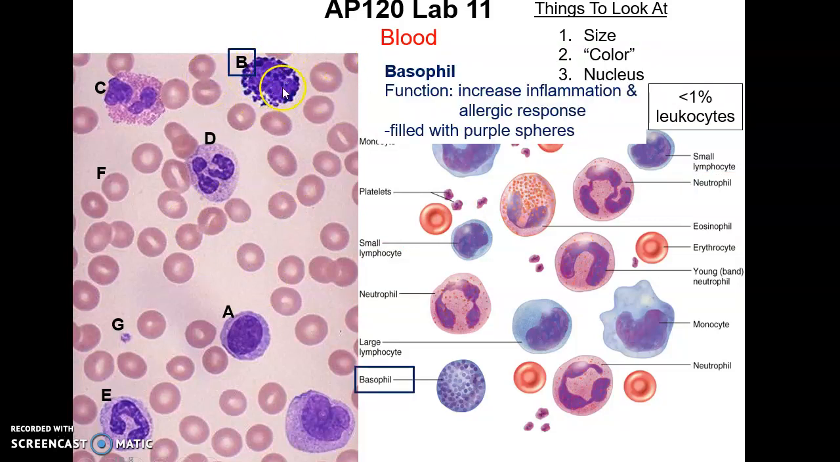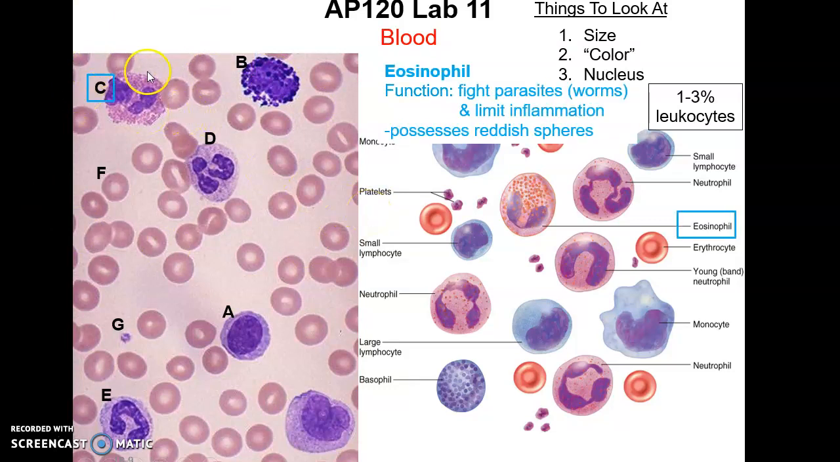Here is the basophil. Again, very easy to see with all these dark purple blobs everywhere. And its job is to increase inflammation, and for people with allergies, it helps cause the allergic reaction. And then finally, the eosinophils. Eosinophils, with their multi-lobe nucleus and their reddish granules, function to fight parasites such as worms, and also to limit inflammation. And those are the various cells found in a sample of blood.